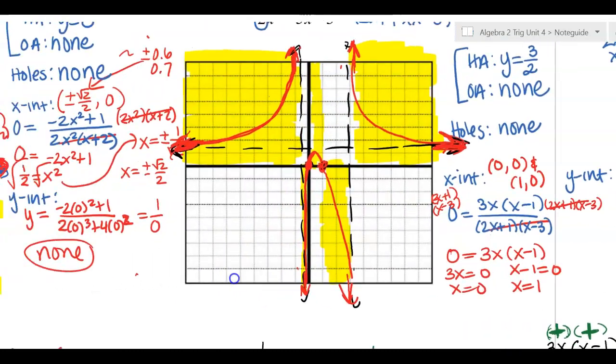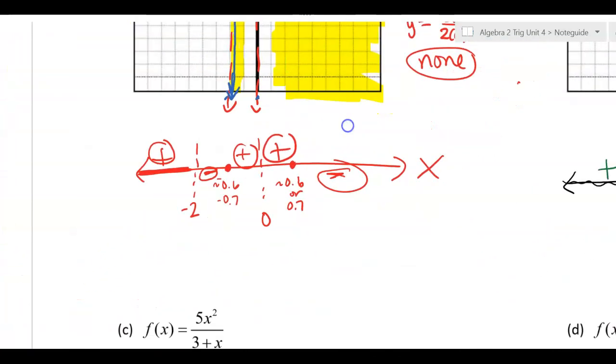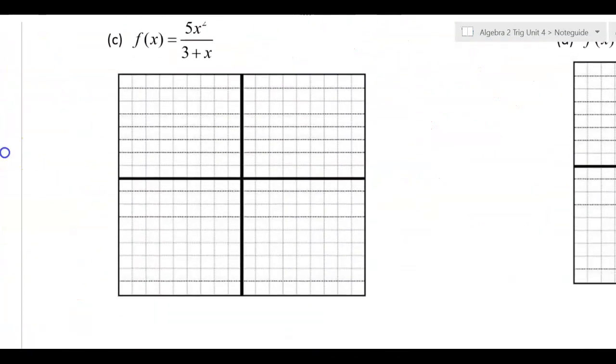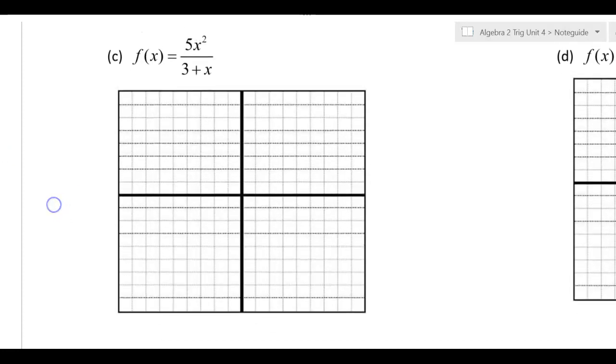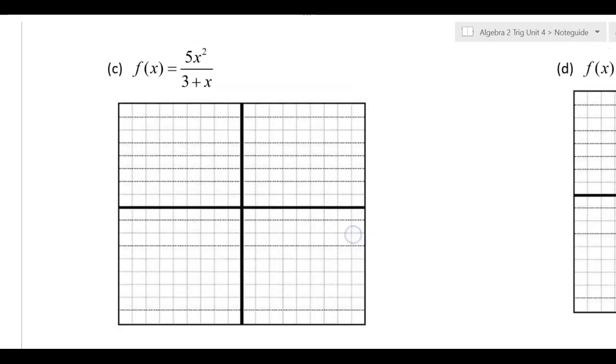Now we're going to look at one that has an oblique asymptote. The way that I know that this problem has an oblique asymptote, if you look at it, is that the higher degree is in the numerator. And I'm going to think of this 3 plus x as x plus 3 just to make it a little bit easier. So as I list my characteristics for this one, I will write none next to horizontal asymptote, and I will go find an oblique asymptote instead.